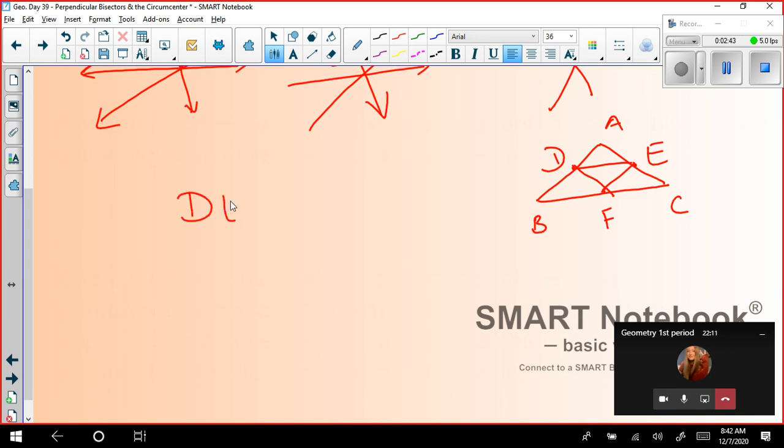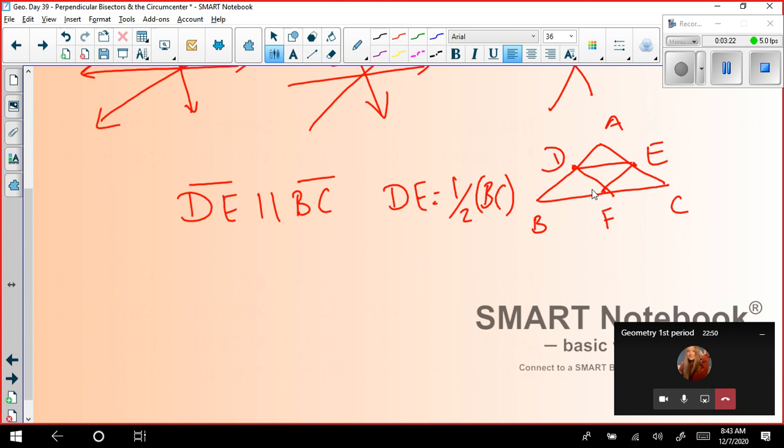So DE is parallel to BC and DE equals half of BC. Same way, from the mid-segment theorem, we can also say that DF is parallel to AC and DF is half of AC, and EF is parallel to AB and EF is half of AB. You have to go in the opposite direction of the mid-segment to get the parallel side, and the length of the mid-segment will be half of that particular parallel side.